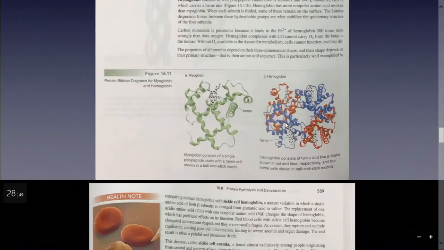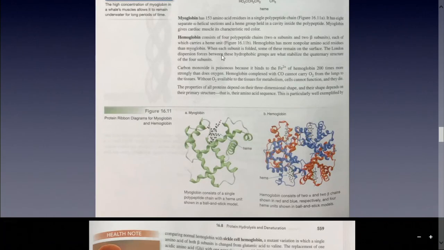And for each polypeptide, there is a heme group. And so there's going to be more nonpolar amino acid residues than myoglobin, which means they're all going to hide down here in the middle and make a bigger structure.